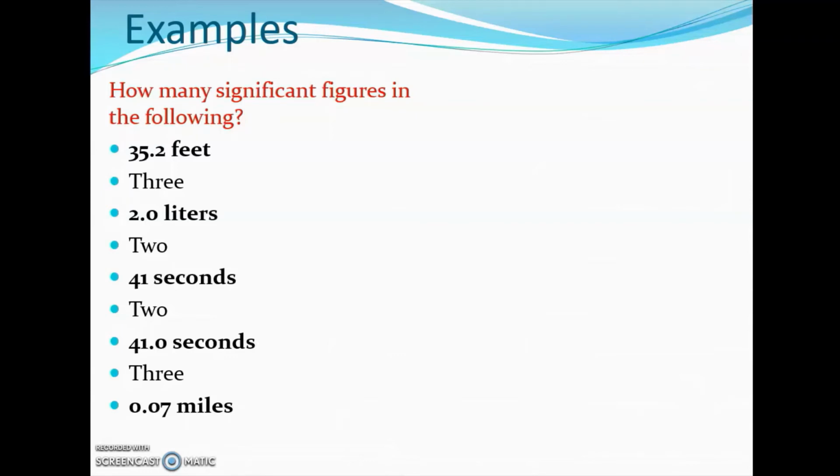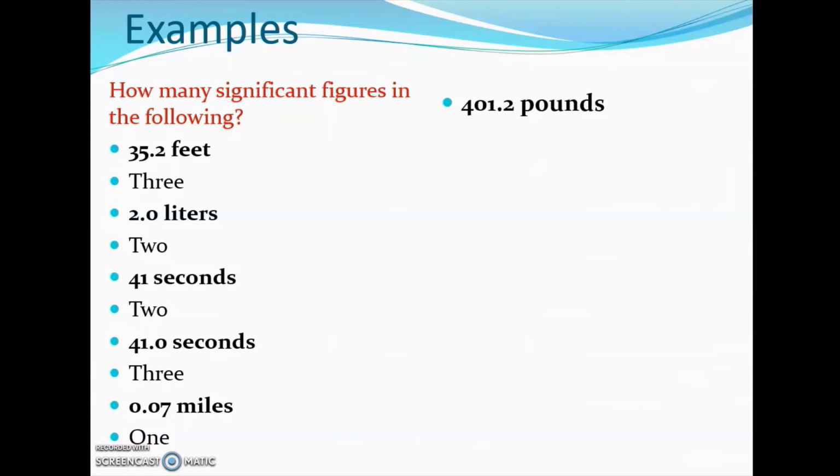0.07 miles. So something like this is probably the most common sort of mistake that a person might make. They might be tempted to think there'd be maybe 2 or 3 in there. No, there's only one. Both of those zeros are placeholders.